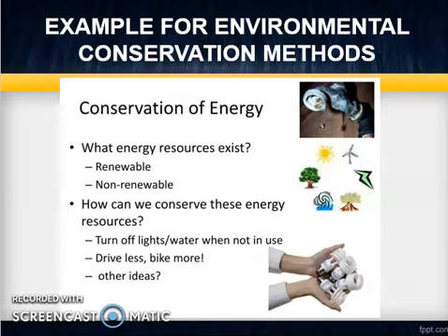The next example, or the second method, is conservation of energy. Energy resources in this world can be found in two forms: the first is called renewable, and the second is called non-renewable. How can we conserve energy resources? The first method is to turn off lights or water when not in use. The second is to drive less, or other ideas through which we can save our energy.